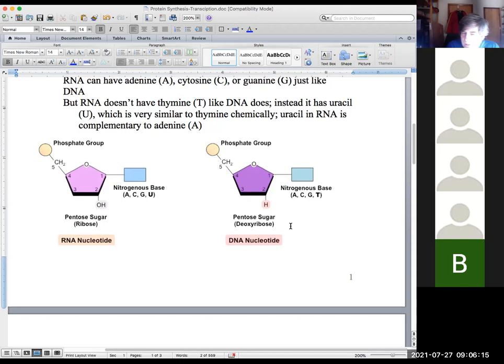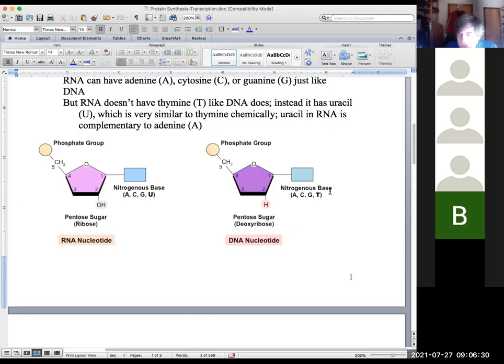If we look at somebody with blue eyes and somebody with brown eyes, the difference isn't in their sugar. The difference isn't in their phosphate. The difference is in the order of these four letters in the gene that has the instructions for eye color. So we want to keep that in mind, that ultimately any genetic difference between two individuals can be reduced to the order of these four letters.